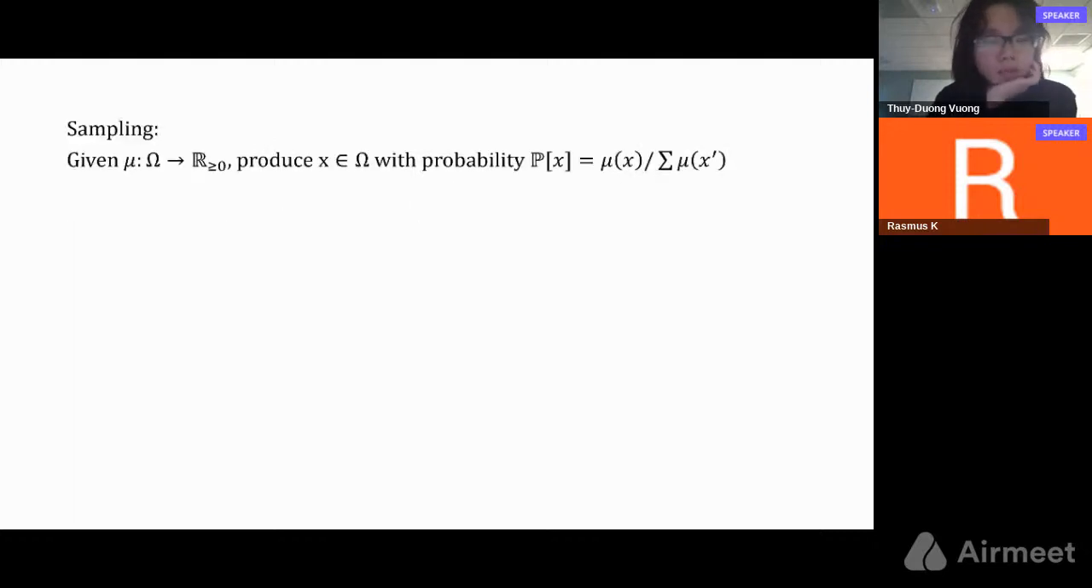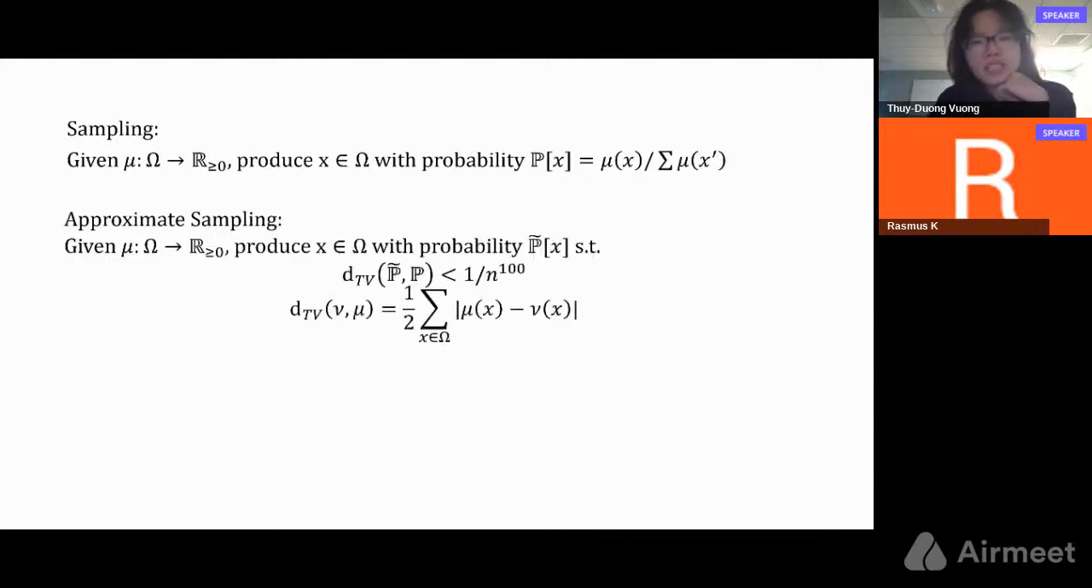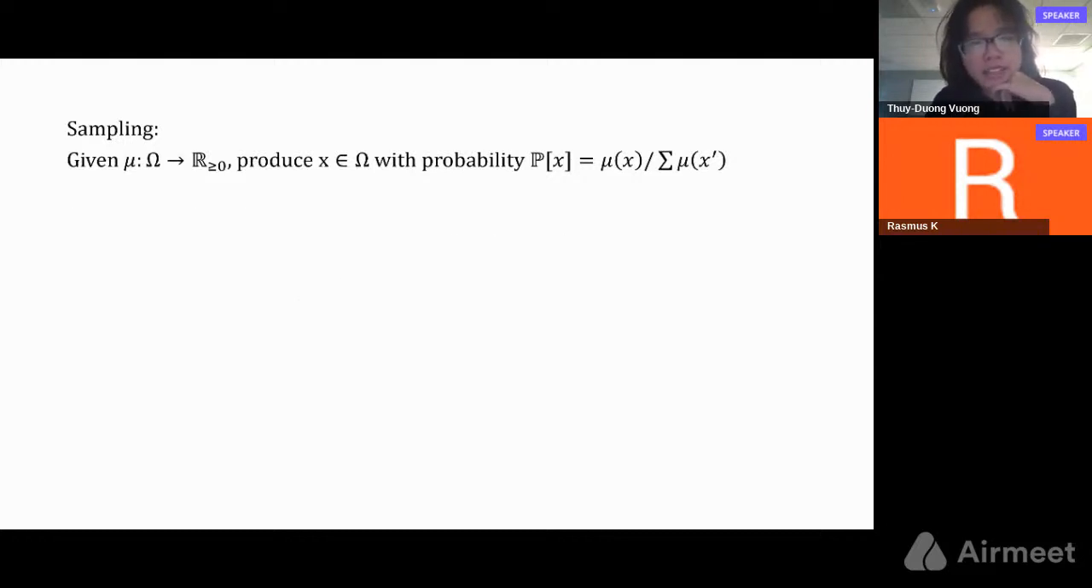So okay, the task we care about with the Ising model is to sample from it. By sampling, I mean, generally for any distribution mu, to produce x in the support of mu with probability proportional to the density function mu(x). But usually this task is very hard. This task of exactly producing x according to the distribution is quite hard.